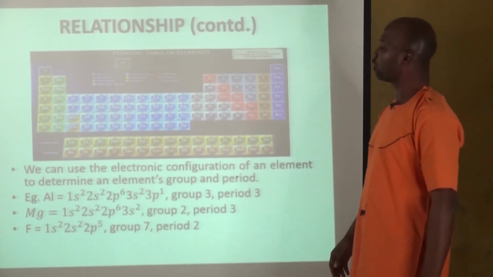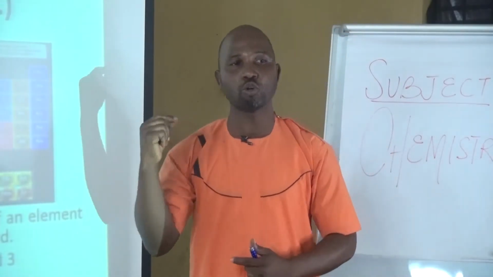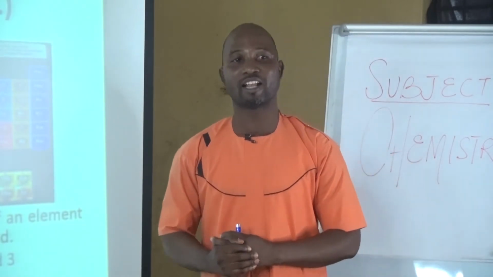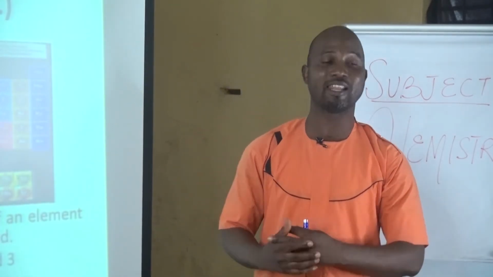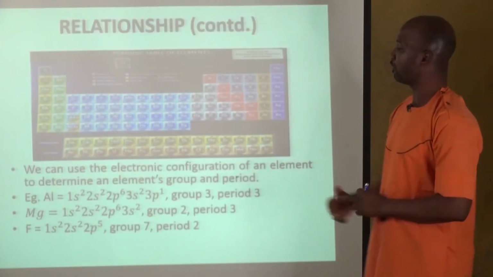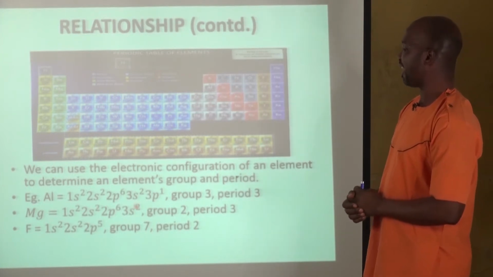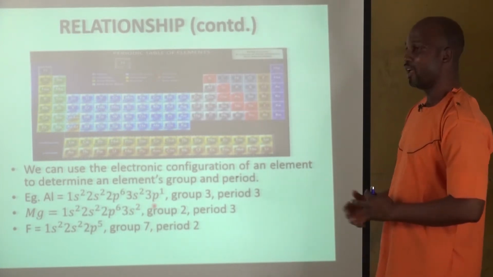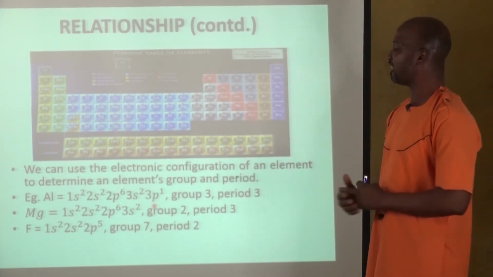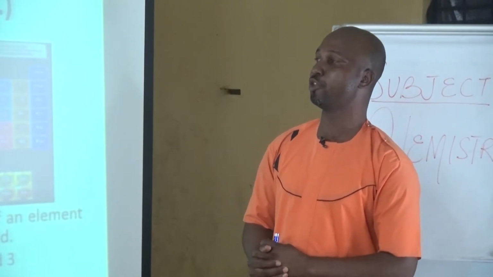Now, sometimes in examinations, you are asked to tell the group or period an element belongs to. If you use the electronic configuration, you can tell what group and what period an element belongs to. For instance, aluminium. Aluminium has the electronic configuration of 1s2, 2s2, 2p6, 3s2, and 3p1. Now, the period is always shown by the outermost shell. The outermost shell in this context is 3s and 3p. It means that aluminium is in period 3.